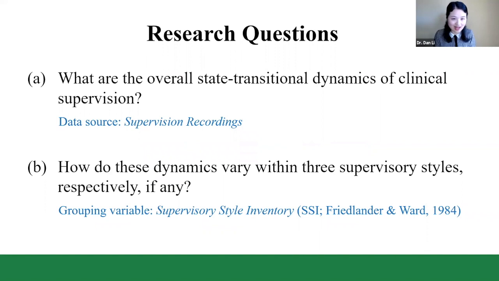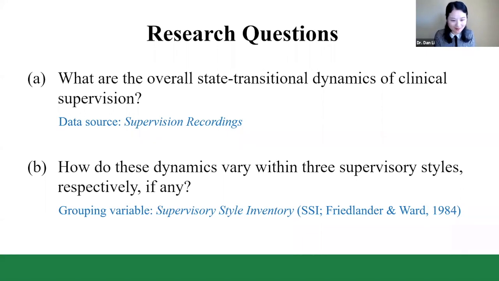And in that study, I asked 2 research questions. The first is the overall state transitional dynamics of clinical supervision. And these can be studied just based on the supervision recordings, all the recordings that I collected, and then perform data analysis. And the second question is, how do these dynamics vary within 3 supervisory styles respectively, if any? Here you may see that I'm comparing the dynamics across different groups, which means that I need a grouping variable. And the grouping variable for the second question is a supervisory style inventory.